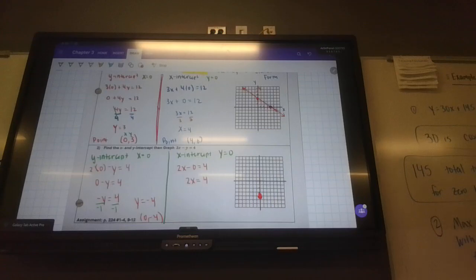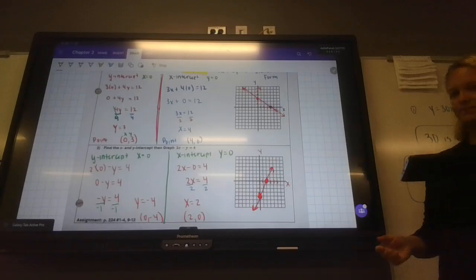So then I'm going to plug in the 0 for y. I drop the 0. Divide by 2 and x equals 2. I saw a lot of people with that. So then you have your 2 points and you just connect them, and that's your graph using the zeros instead of the rise over run.